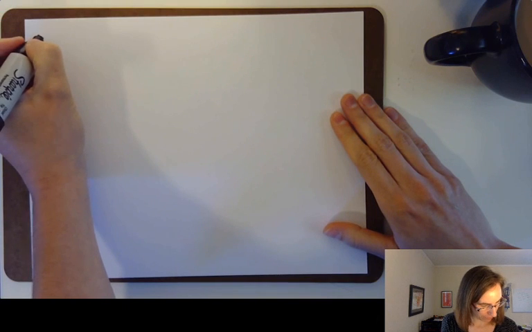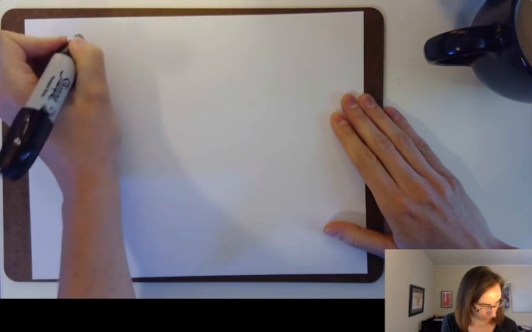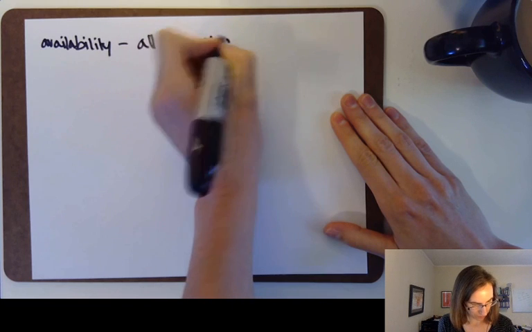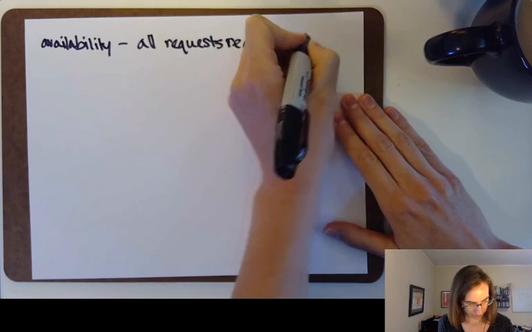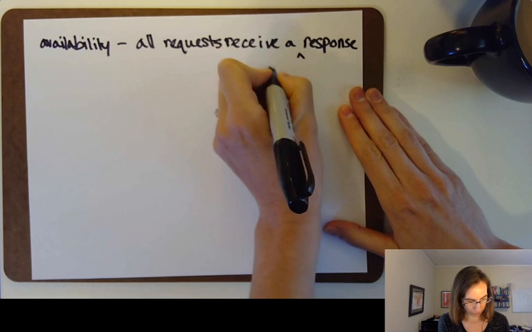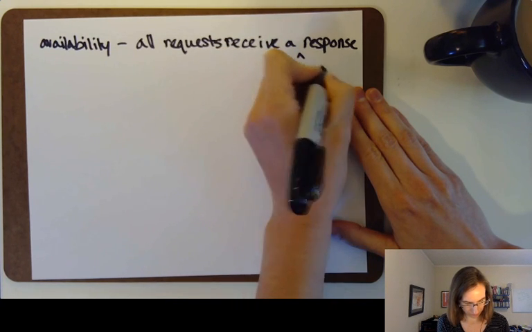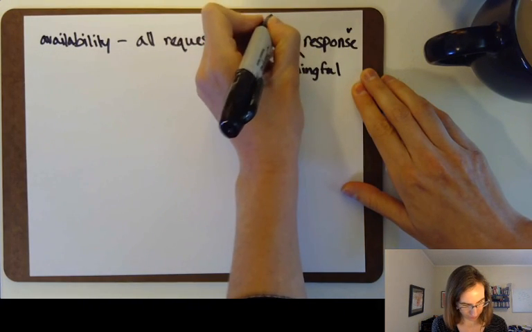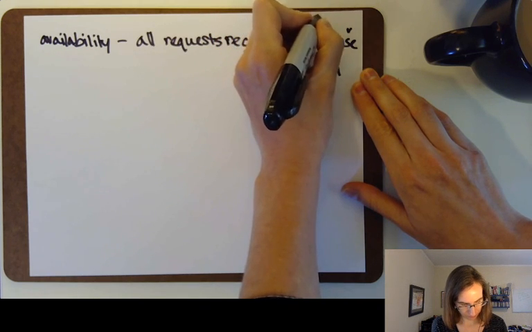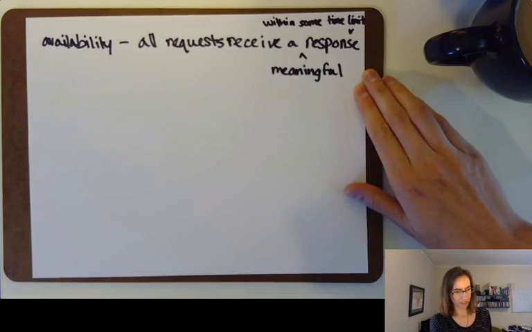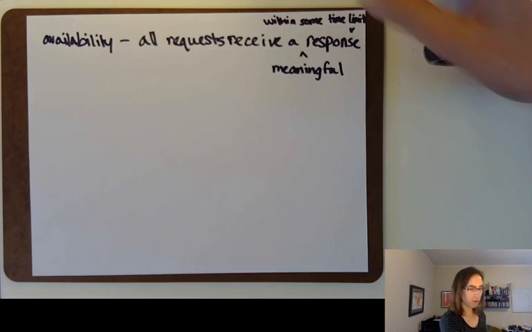So how did we define availability? Our sort of first cut definition of it was all requests receive a response. But we could edit that to mean, say, all requests receive a meaningful response, instead of just a response like, I don't know, or I'm not going to tell you. And we might even want to put some time limit in there. Although I hesitate to specify any particular time limit.